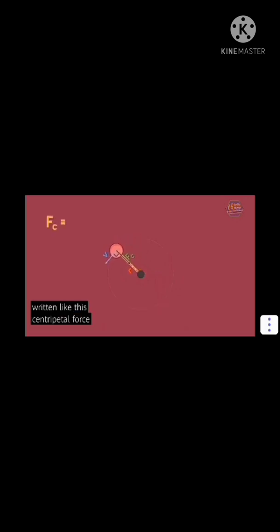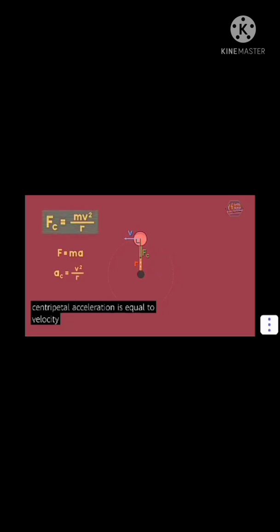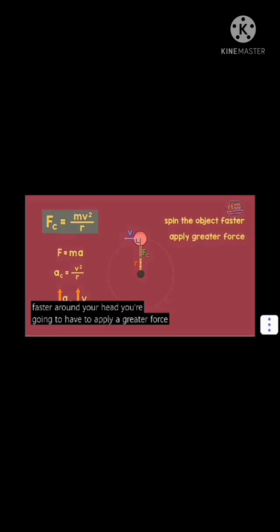Given all of this, the velocity, the force, the radius, and the mass of the ball, we can form a formula. The formula is written like this. Centripetal force is equal to the mass multiplied by the velocity squared over the radius. Since we know that the force is equal to mass times acceleration, then we can conclude that the centripetal acceleration is equal to velocity squared over the radius. This means that if we want to increase the centripetal acceleration, we need to increase the velocity. So if you spin the object faster around your head, you're going to have to apply a greater force.